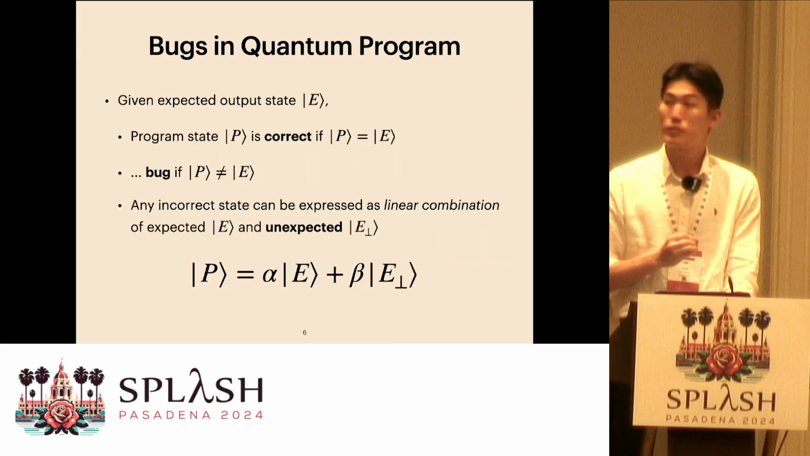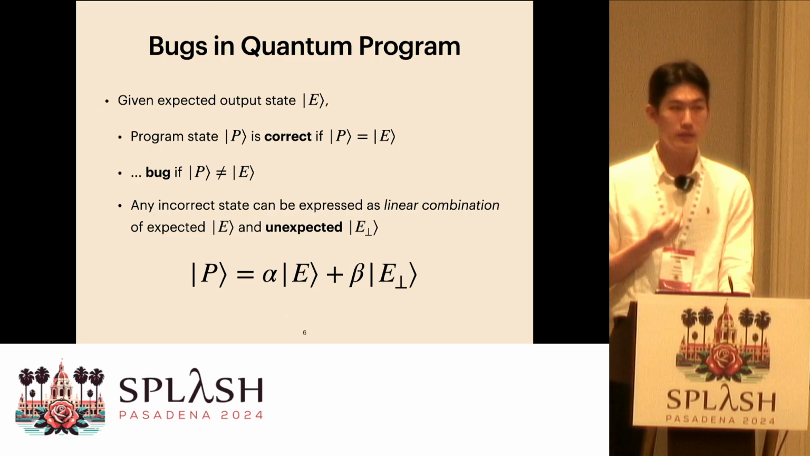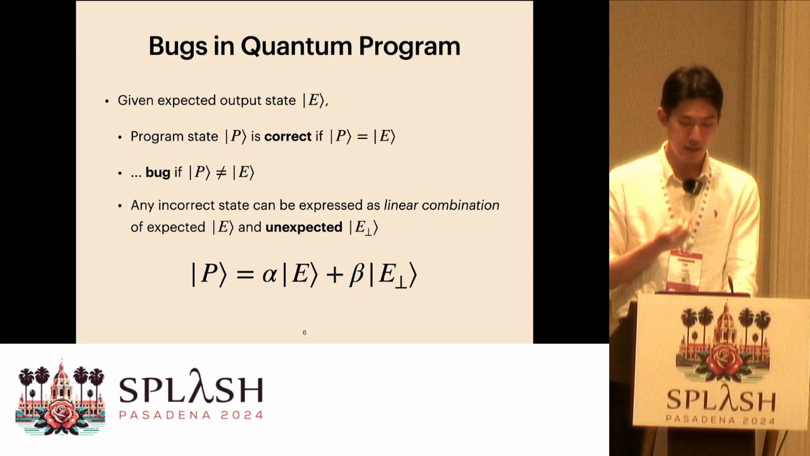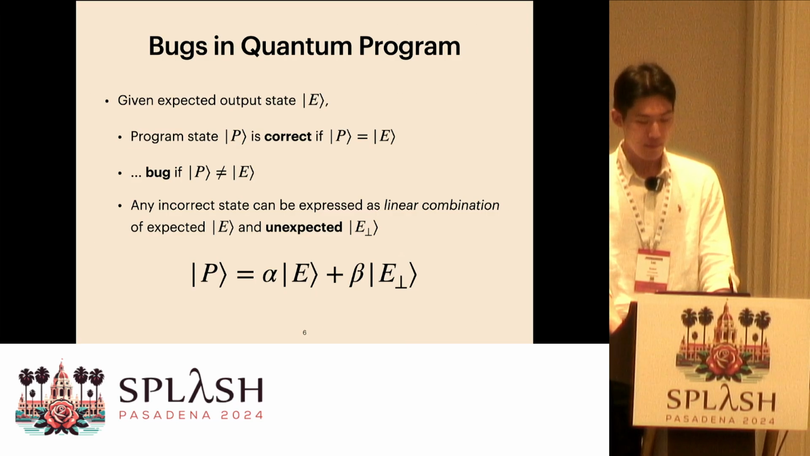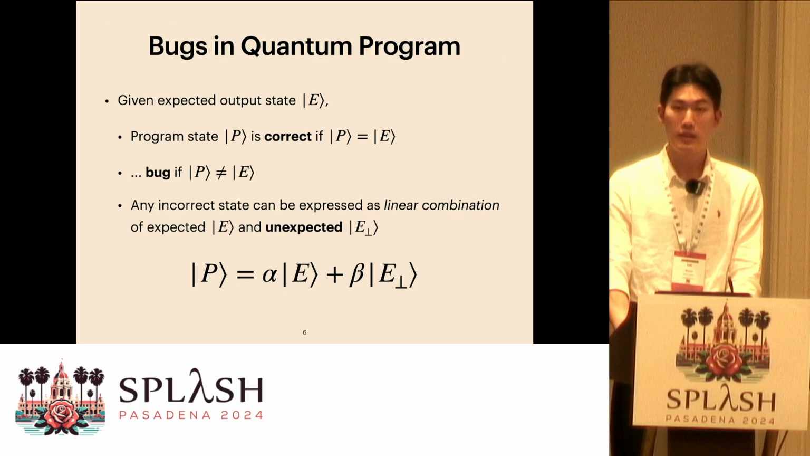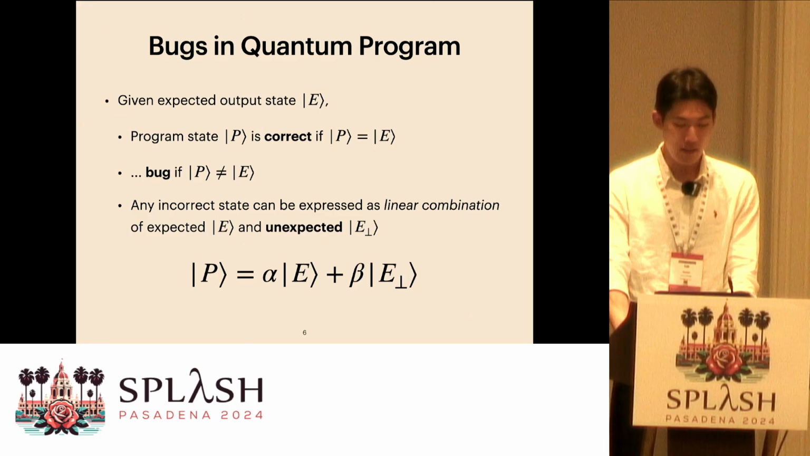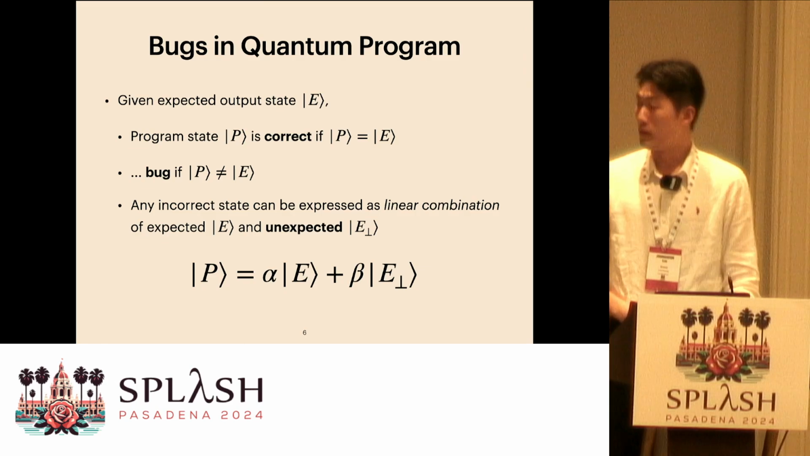So we say that the program state |p⟩ is correct if |p⟩ is the same as the given expected output state |e⟩. On the other hand, it has a bug if they are not the same. And we can express such an incorrect state as a linear combination of the expected |e⟩ and unexpected |e⊥⟩ with some coefficients as below.